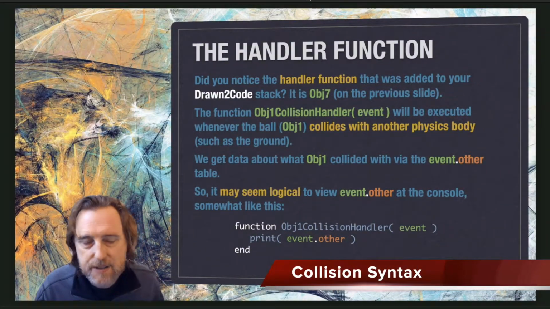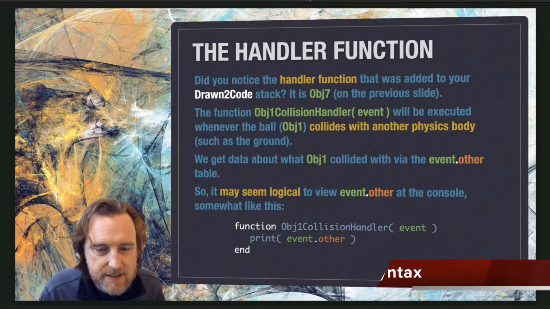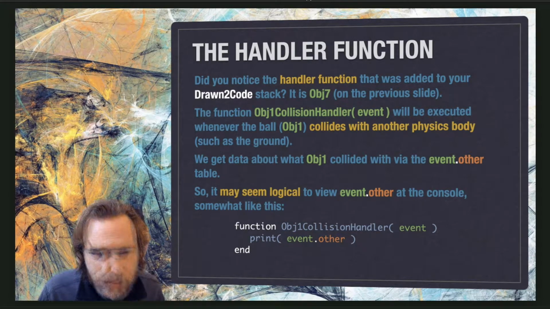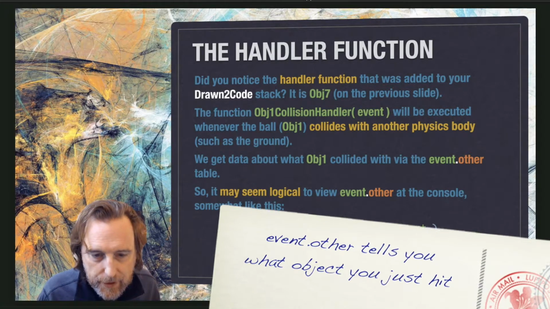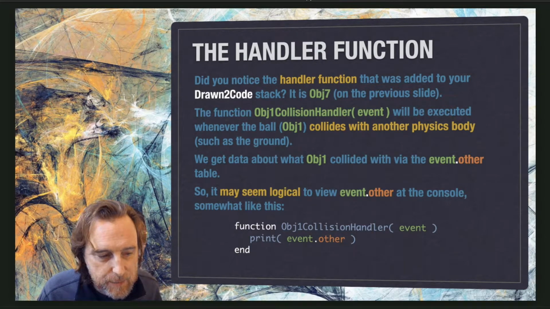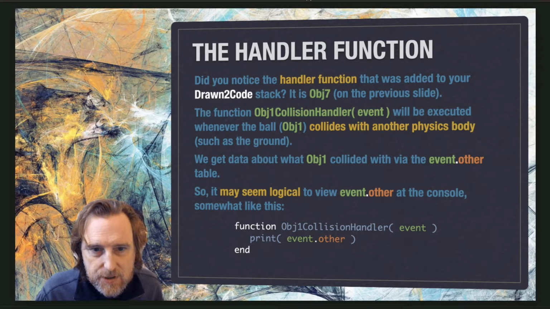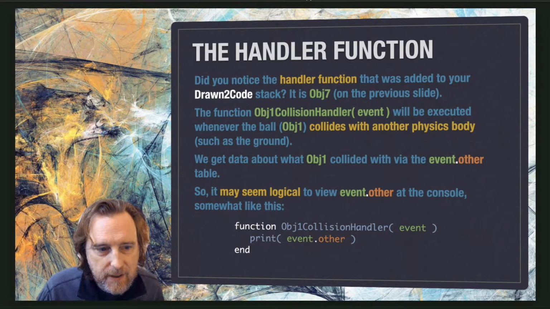So there's some syntax to learn or to be aware of. The syntax is in the default snippet, but the basic idea is you can ask Solar2D, what did I collide with? Which is fairly common to want to know. You know what collided because you added the listener to what collided. So we added the listener to the ball. So we know when the ball hits something, object 1 is colliding with something.